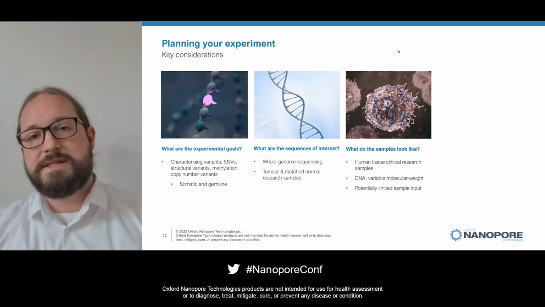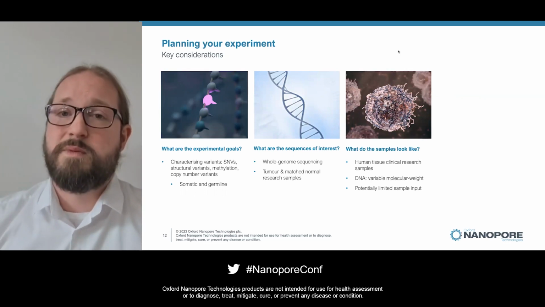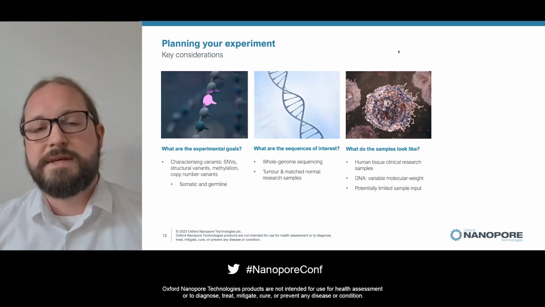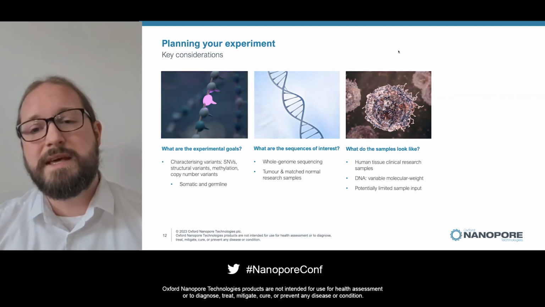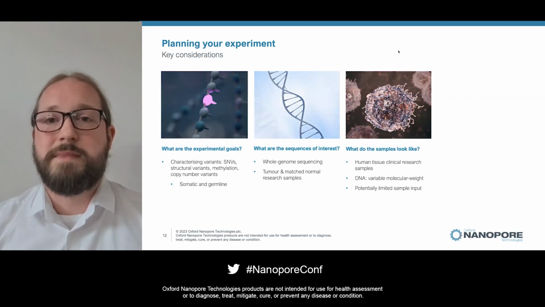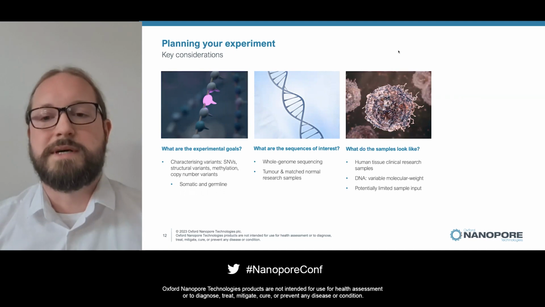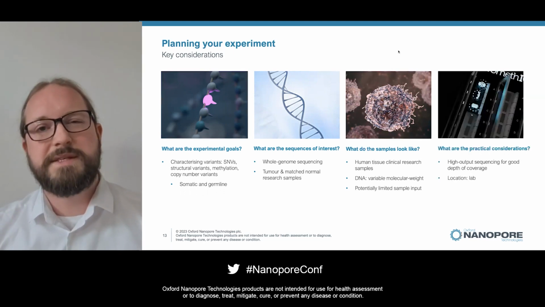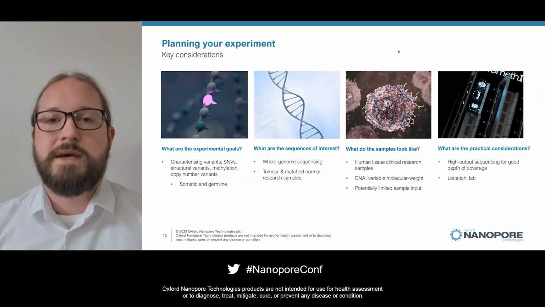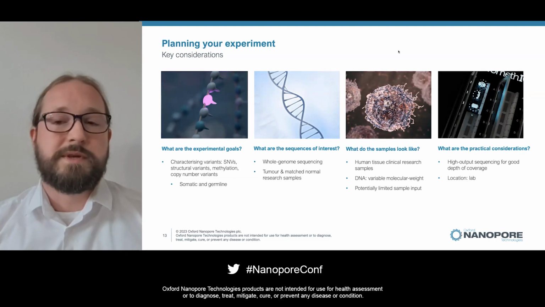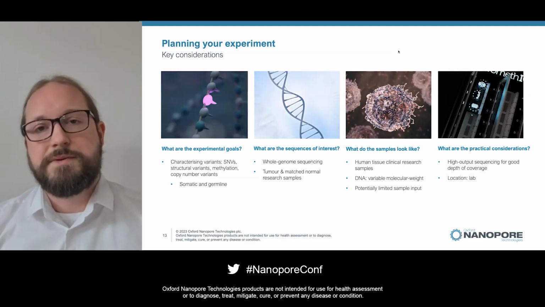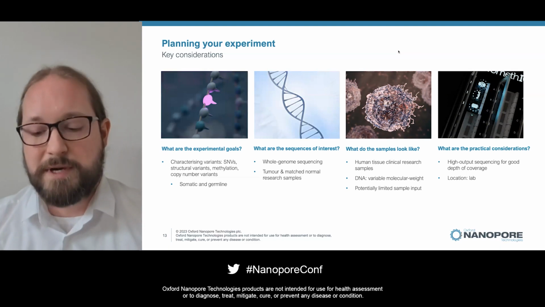So this leads us to how do our samples look? Obviously, there will be human tissue samples, clinical research samples. So with this come a few things. For example, in terms of DNA, we can have variable molecular weight, and we might be limited in terms of sample amount in some instances. So these are things to keep in mind. And then last but not least, more practical considerations: how much sequencing, how much depth do we need? We want high depth on these samples, and we don't have to be doing this out in the field. So these are two other considerations to keep in mind.